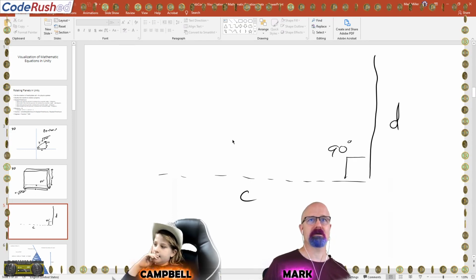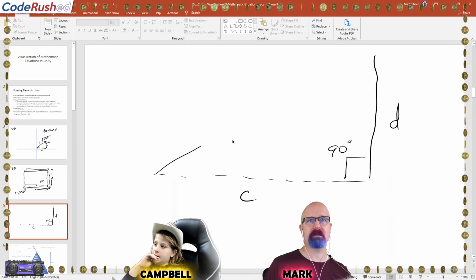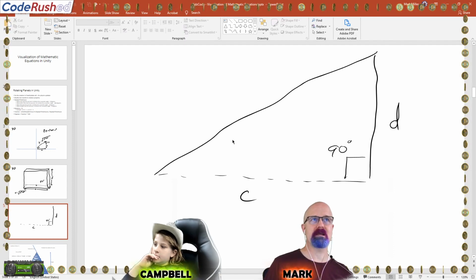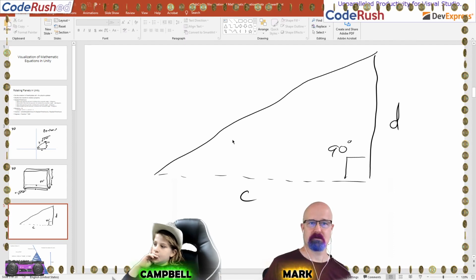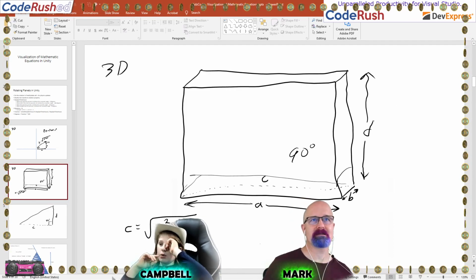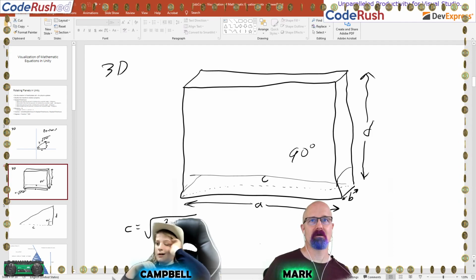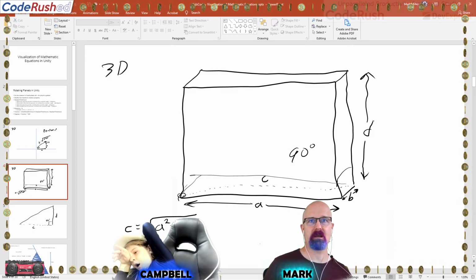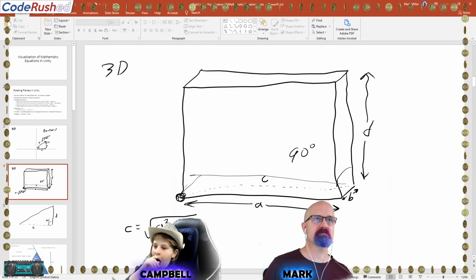Well, because it's 90 degrees, the distance from the end of C all the way up to D, take a look at it. That distance is the distance we're trying to find. It's the distance across the diagonal, right? From this point here to this point back here.